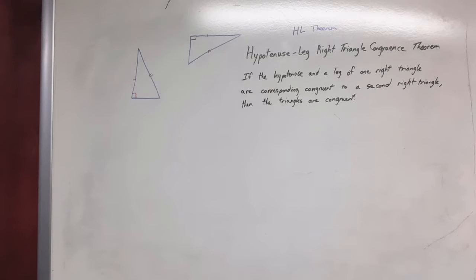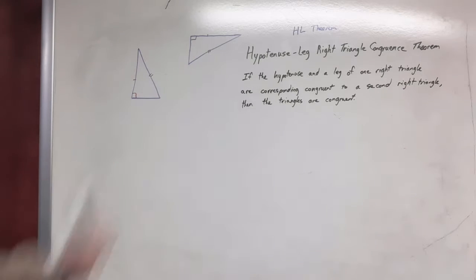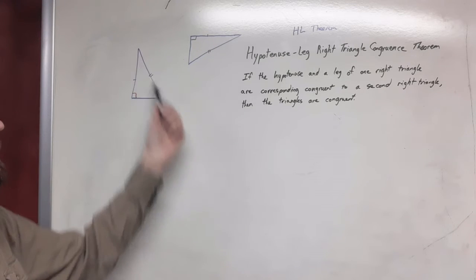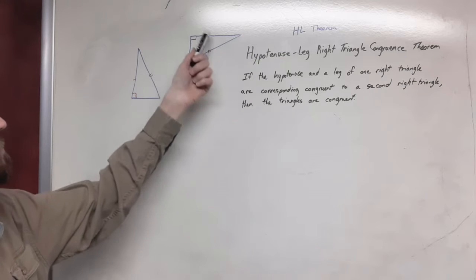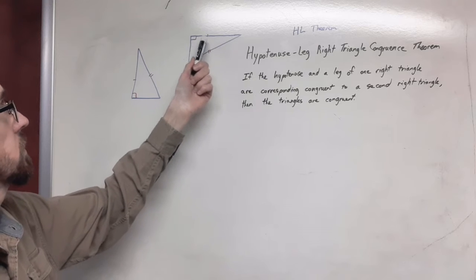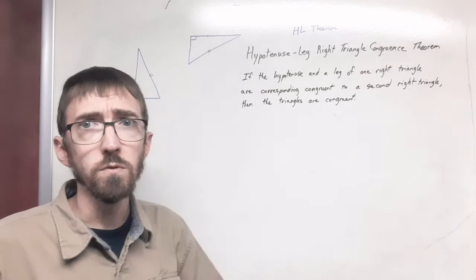All right, we're going to look at the hypotenuse leg right triangle congruence theorem, which can be abbreviated the HL theorem. We are going to start with our givens of two right triangles, and we're going to prove that they are congruent. So given a right triangle with a leg and a hypotenuse being corresponding congruent to some other right triangle where we know the same measures, we are going to prove this theorem.